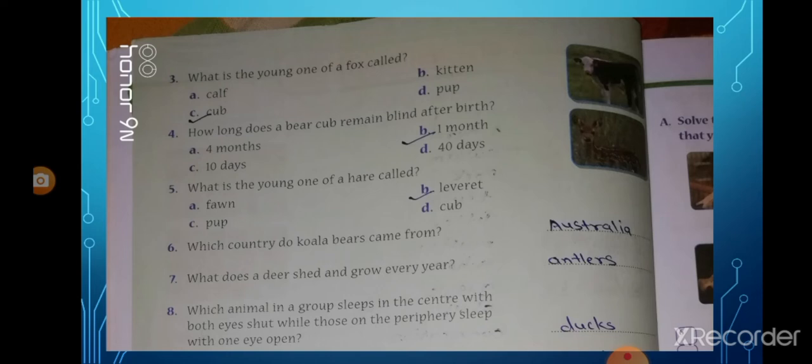What is question number 3? Question number 3 is, what is the young one of a fox called? The young one of a fox is called cub. The correct answer is C, that is cub.